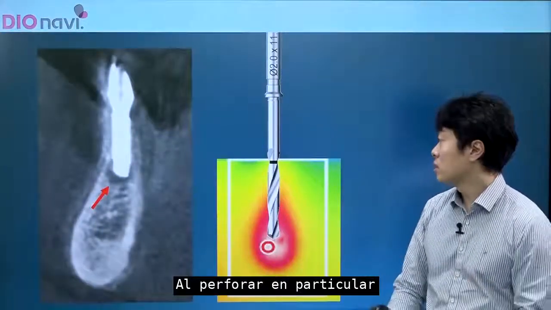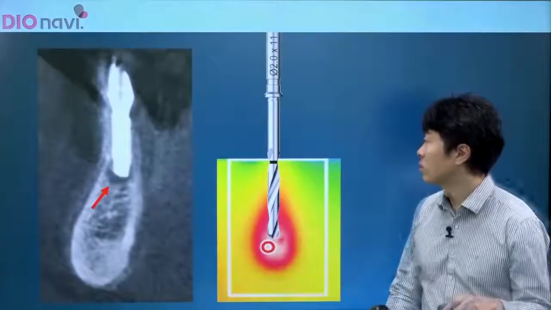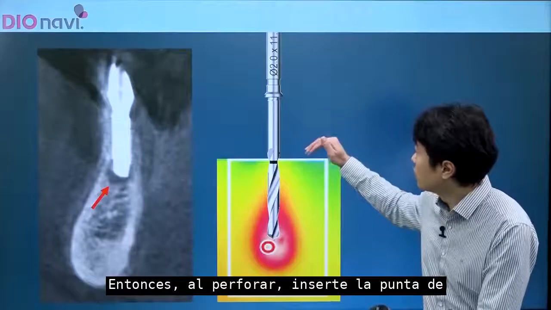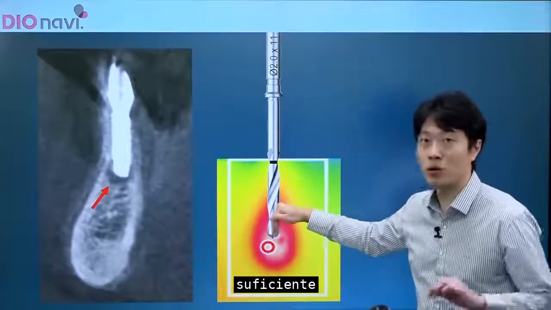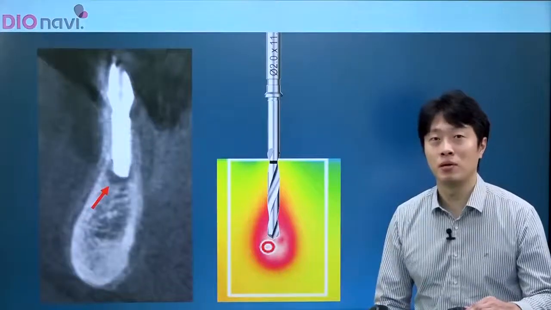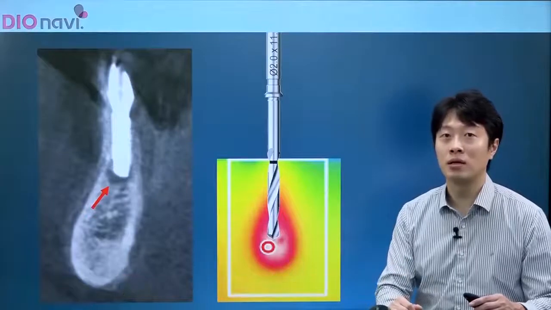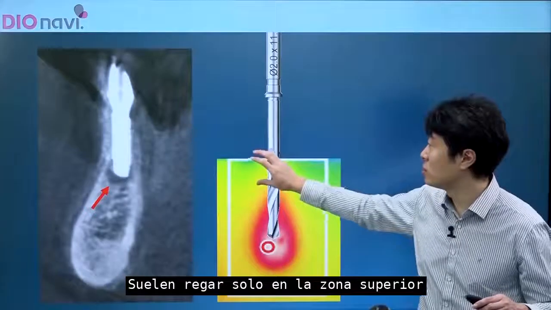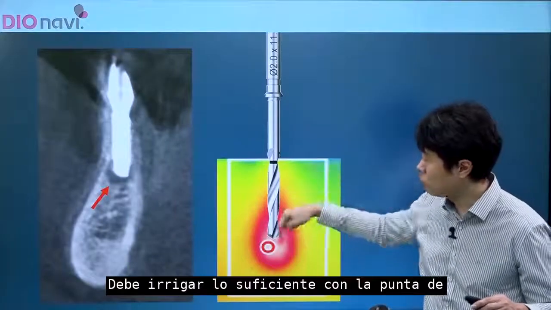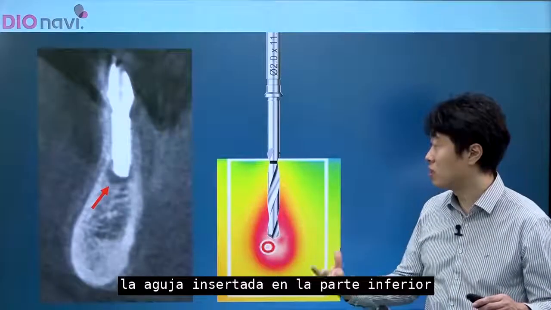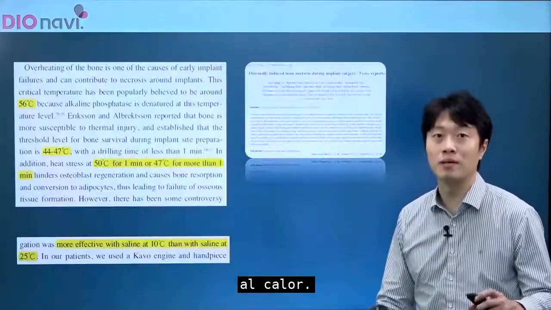When drilling, in particular, heat is easily generated from the deepest part. So when drilling, insert the irrigation tip to the deepest part and irrigate sufficiently. Usually, assistants help with the irrigation. They tend to irrigate only on the upper area. Like this, you should irrigate sufficiently with the needle tip inserted to the bottom to cool off the inside that is prone to heat.